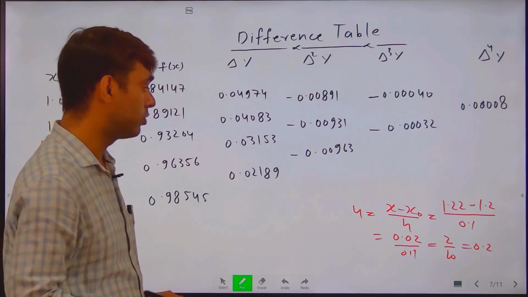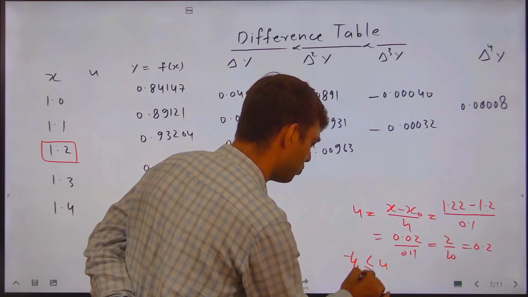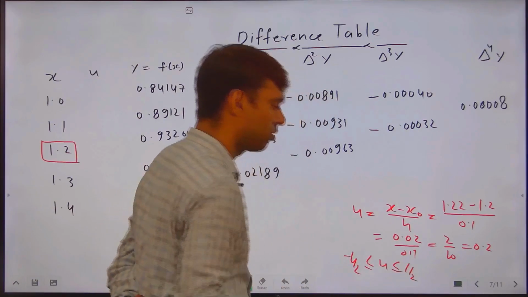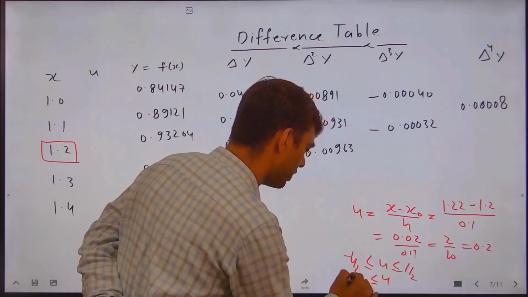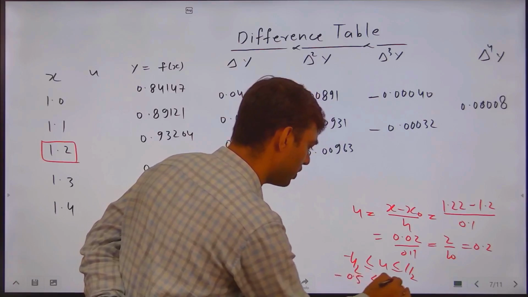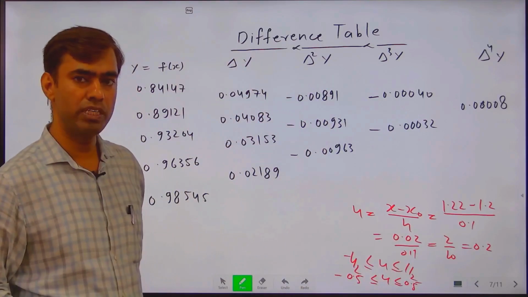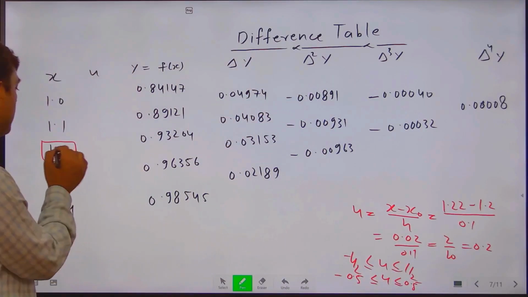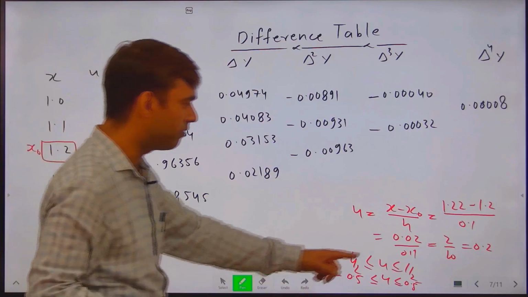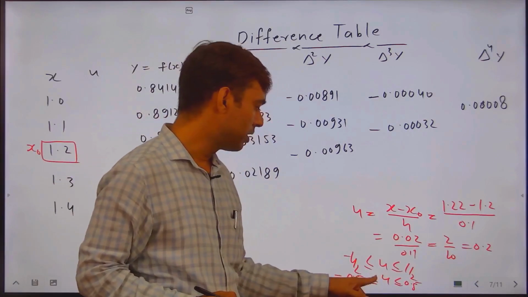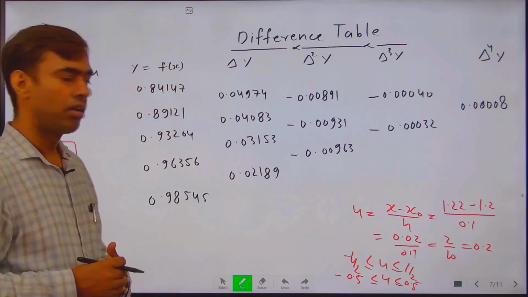U is 0.2. So in the Stirling formula, u must lie between minus 1 by 2 to 1 by 2, which means u lies between minus 0.5 to 0.5. So here u is 0.2. If we choose this value as x0, then u lies between minus 1 by 2 to 1 by 2. So this is the correct choice of x0.